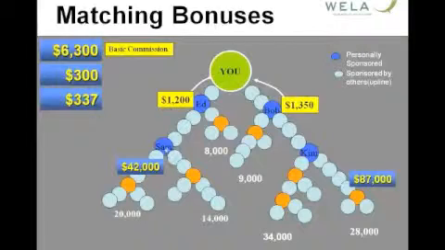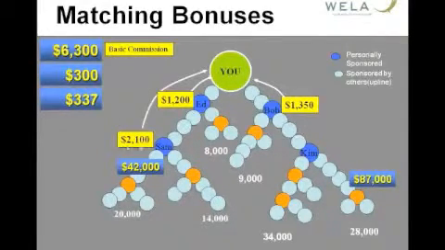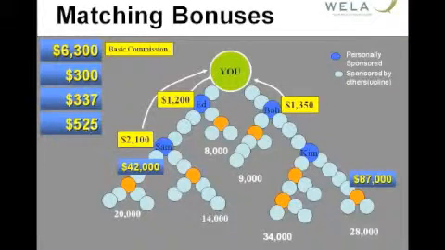Okay, now let's look at Sam. Sam has 20,000 on his large side and 14,000 on his small side. Sam's 15% of his 14,000 is $2,100. Okay? Guess what? 25% match. You just made another $525. Remember, recurring residual matching bonuses.